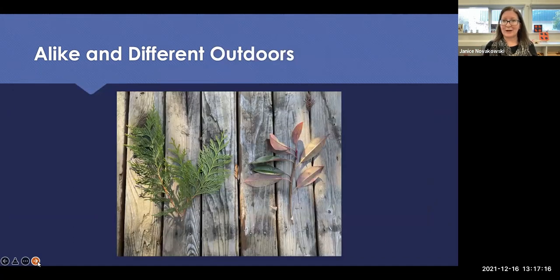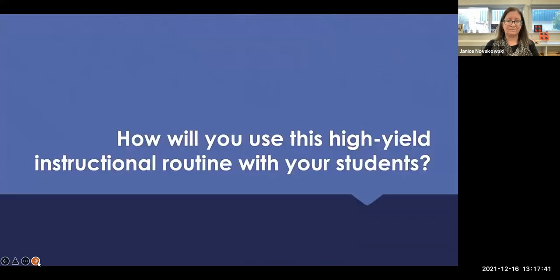Taking alike and different outdoors. These are 2 botanical samples from my backyard. So a bit of a cedar branch, and then from another evergreen bush that we have. And having students think about what mathematics they can bring to talking about how these are alike and different. Shape and size and symmetry, those big mathematical ideas to bring to that discussion.